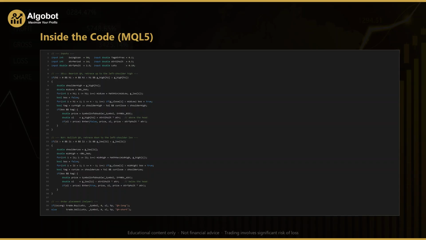When both the break and the tag are true, it reads the bid, sets the stop half an ATR above the head, confirms the stop sits above price, and calls enter with the target 2.5 ATRs below. The buy block is the mirror.